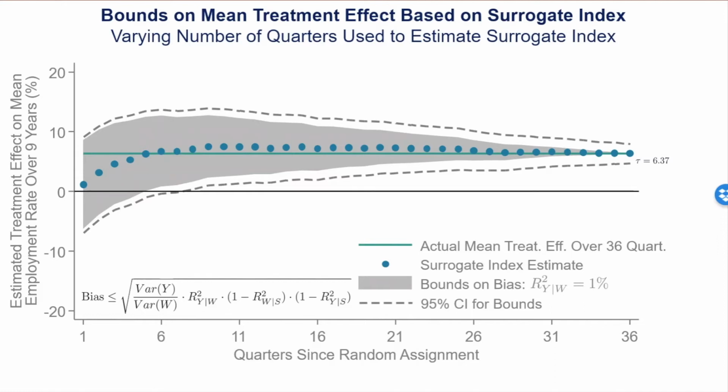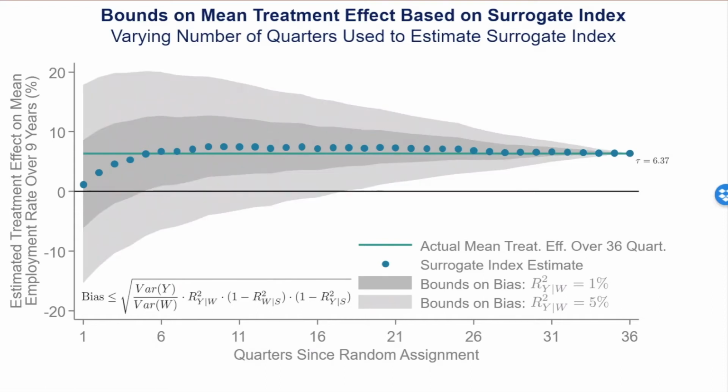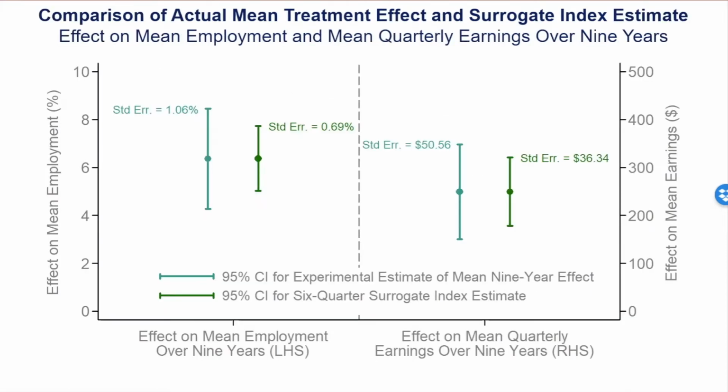So here I've shown it with an assumption that the R squared of the regression of the final outcome on the treatment is 1%. And what we see is that although we can get to the right answer within 5 or 6 quarters, the bounds that we would come up with get narrower and narrower as we get closer to the end. And so we might want to wait a little longer if we're concerned about violations of our assumptions. If we allow that the treatment has a bigger impact on the final outcomes, the bounds are wider, but they still start getting very skinny as we get close to the end.